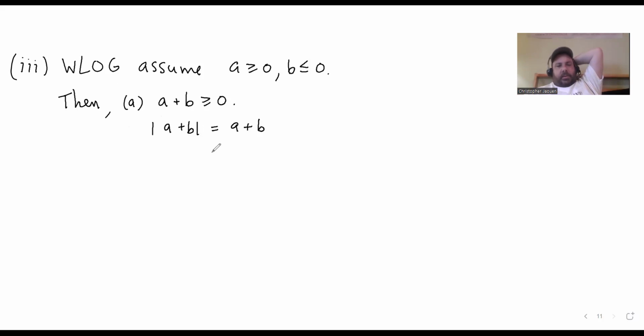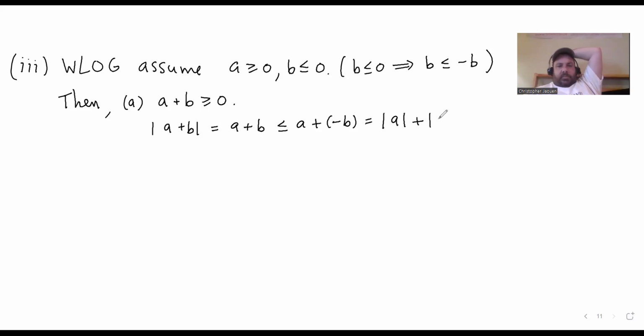plus B. Okay, and since B is negative, let me make a note of this up here. B less than or equal to 0 implies B less than or equal to minus B, because negative B is positive, right? If B is negative. So then this is less than or equal to A plus minus B, which is the same thing as the absolute value of A plus the absolute value of B. Okay, and that checks out.